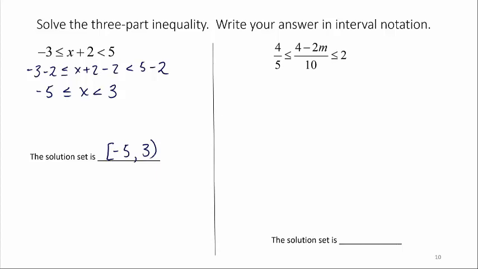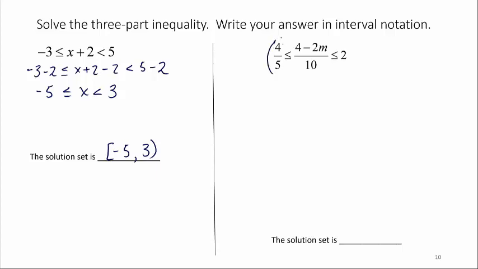All right, so over here we've got 4/5 less than or equal to 4 minus 2m all over 10, less than or equal to 2. So you've got some fractions involved. And remember, it's the same concept as when you're solving an equation. What you do to one side, you have to do to all sides in this case. So I'm looking at the denominators, and the first thing I want to do is just get rid of the fractions. I've got 5 and 10 as denominators, so our common denominator would be 10, right?